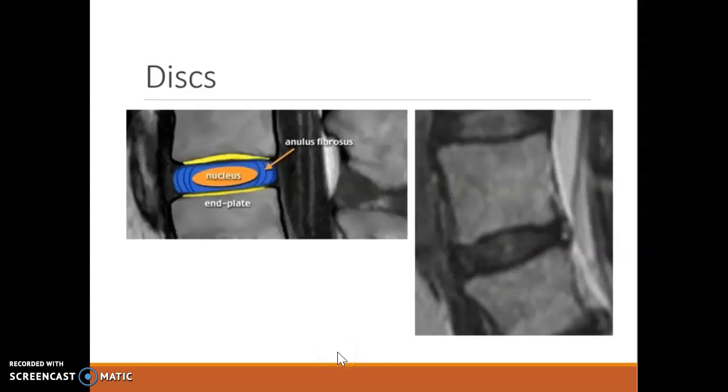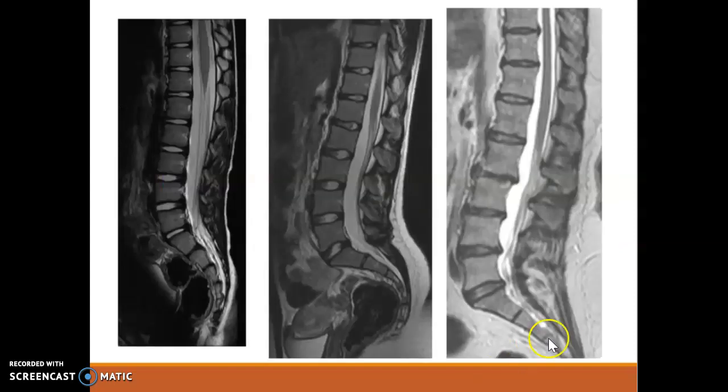You can also see the discs. As is demonstrated here, you can see the end plate of the vertebra. If we just look straight across, you've got the disc itself, the nucleus within the middle, and then the annulus fibrosus rings that sit around the outside of that. So looking here at the nucleus within each disc, then you've got the annulus fibrosus that sits around the outside of each, and then looking at the quality of the bones themselves.